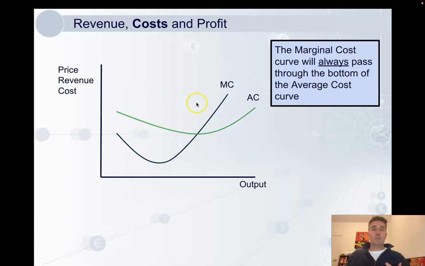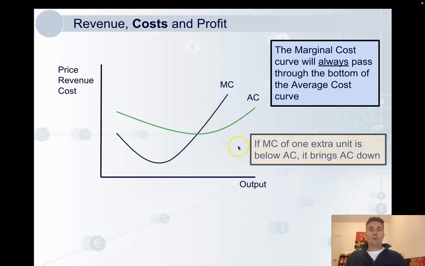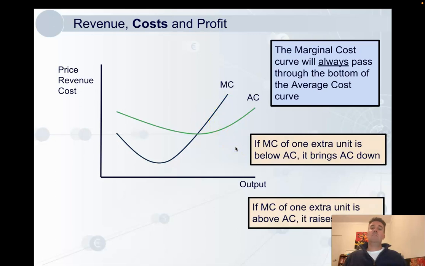Likewise, if your next test score, your marginal test score, is above the average, that's going to drag the average up. So what we need to understand: if the marginal cost of one extra unit is below average cost, it brings AC down. If MC of an extra unit is above AC, it raises AC. So therefore, it has to pass through the bottom. You won't be asked to explain that, but that's how it is.